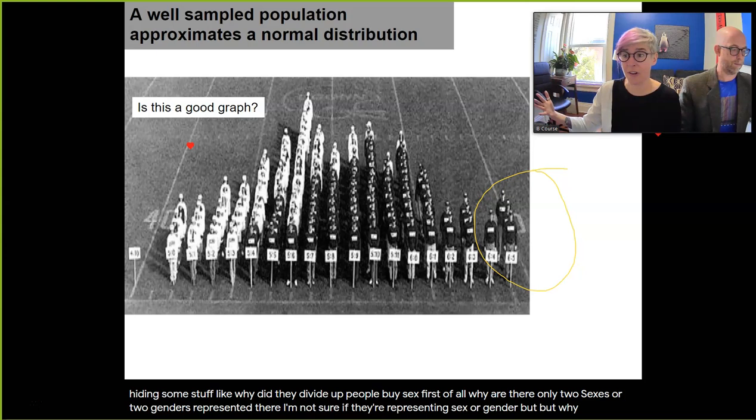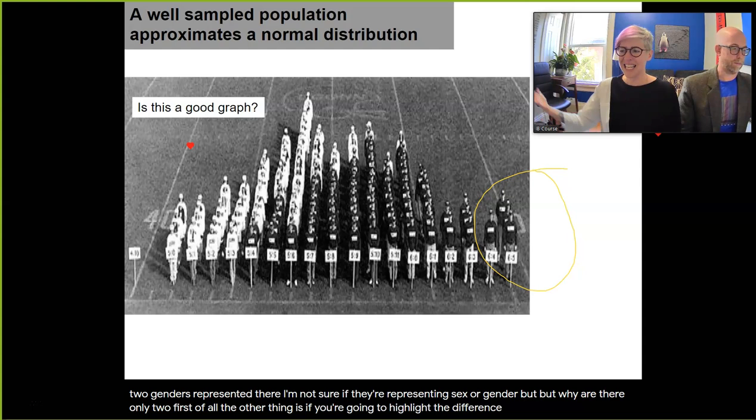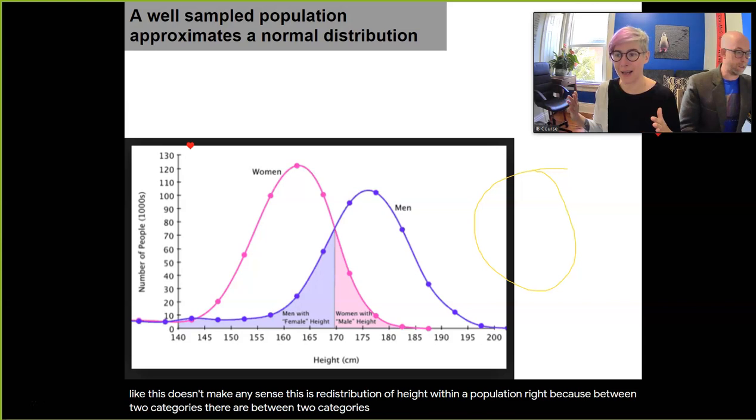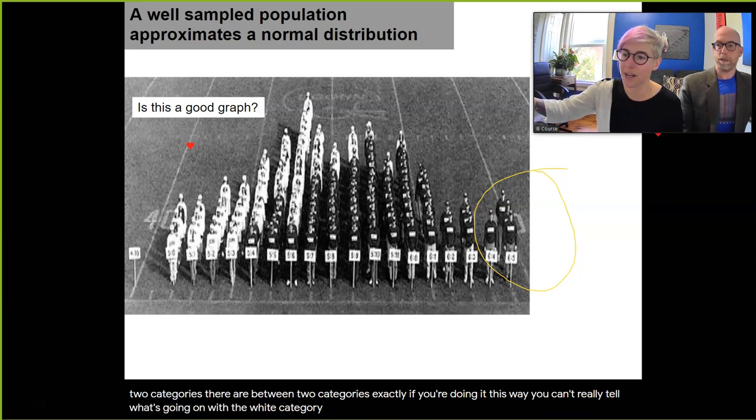The other thing is, if you're going to highlight the difference, doing it all clumped together like this doesn't make any sense. This is a better representation of binary distribution of height within a population, right? Because compared between two categories, exactly. If you're doing it this way, you can't really tell what's going on with the white category, right? So a better representation would look more like this.